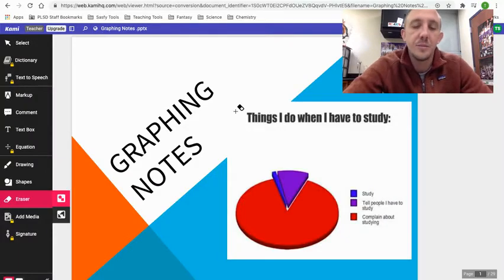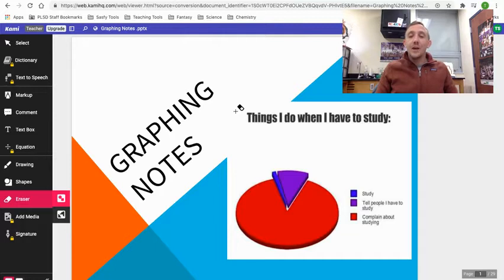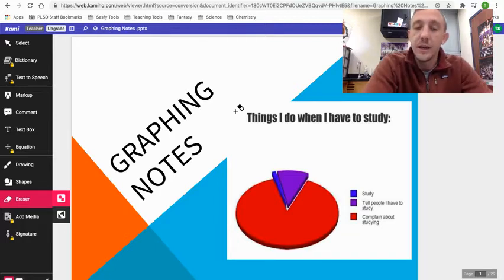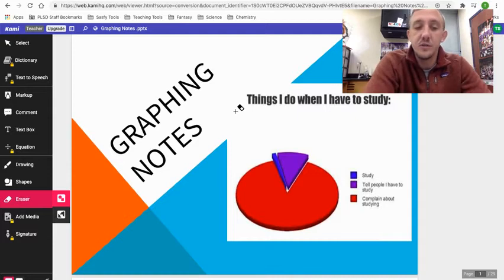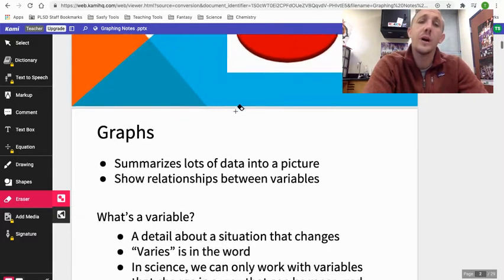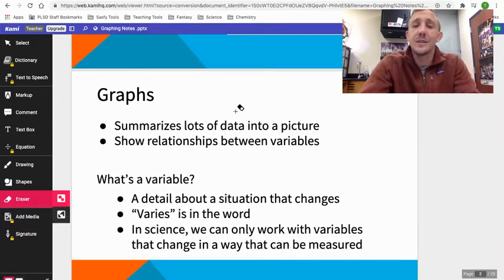All right, so we're going to be talking about graphing and how to graph and how to be able to interpret a graph. Okay, and so I'm going to break this up into two videos. So first, why do we graph? Well, it's just to summarize a lot of data into a picture and to show relationship between variables.